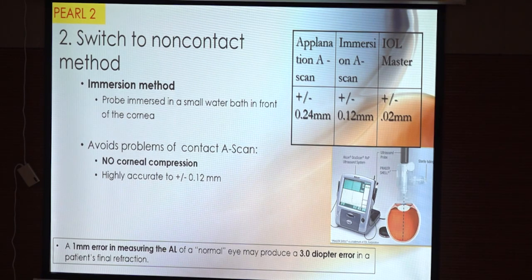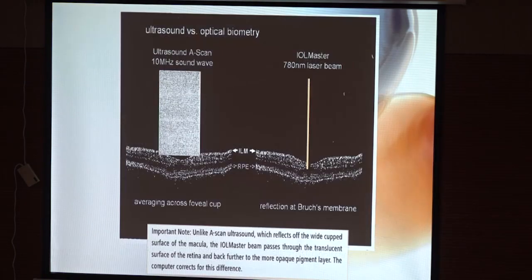In the immersion method, as we had already discussed, the probe is immersed in a small water bath in front of the cornea and the measurements are taken. It avoids problems of the contact A scan, that is no corneal compression is there and it is highly accurate. We all should know that a 1 millimeter error in measuring the axial length of a normal eye may produce around a 3 diopter error in the patient's final refraction. So we should be very careful.